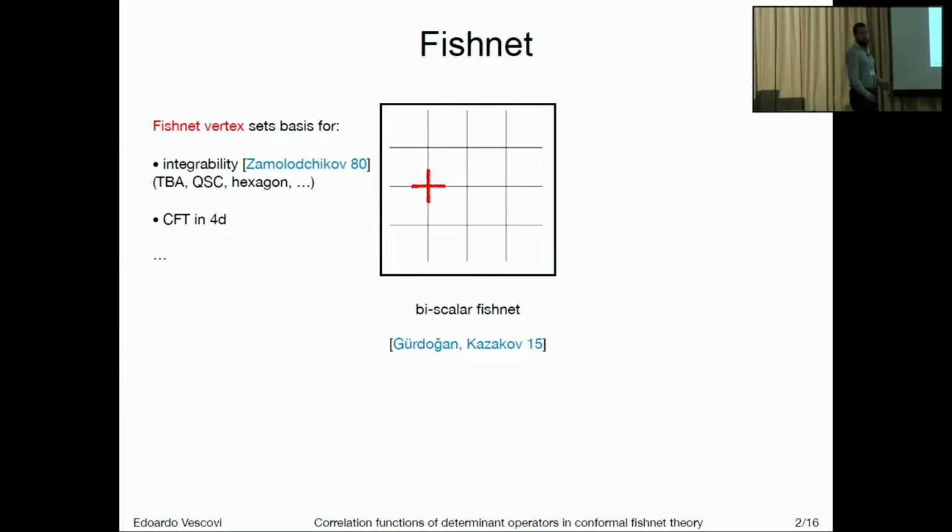To get everybody on board, I just remind you that fishnets are quantum field theory models where n-point functions are described by Feynman diagrams with the topology of a regular lattice. We're going to focus mostly on the square bosonic lattice, underlying the bi-scalar fishnet theory. Here, the main protagonist is the fishnet vertex. This sets the basis for most of the properties, directly or indirectly, that this theory has, starting from integrability, also in connection to an integrable lattice spin chain model.